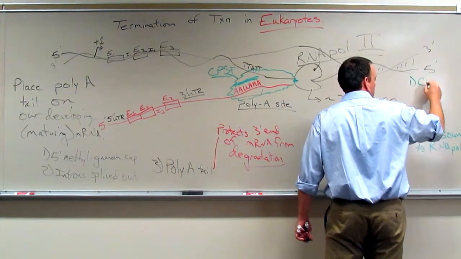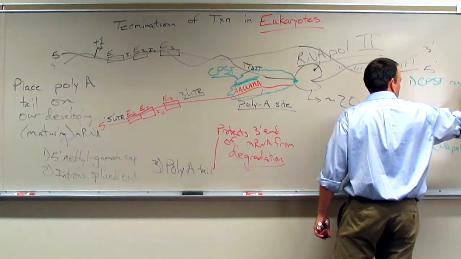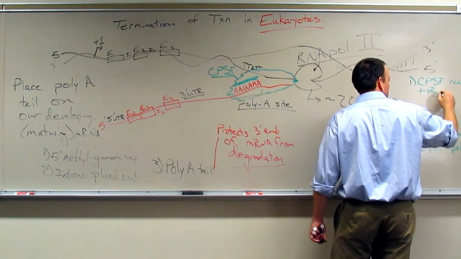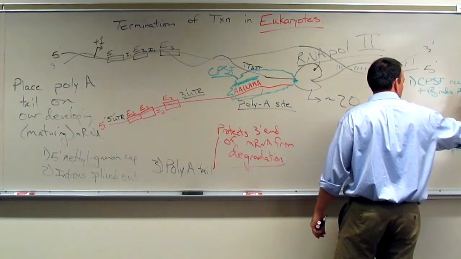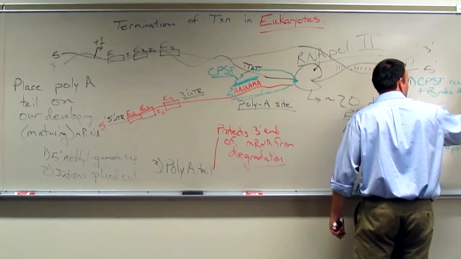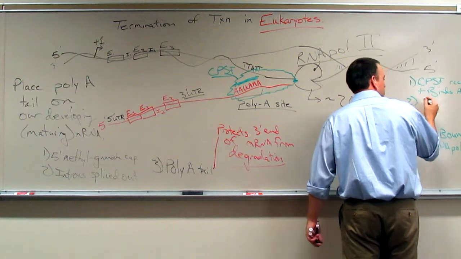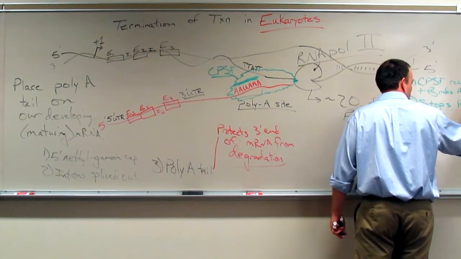One, CPSF recognizes and binds the poly-A site. And in humans, that's AAUAAA. Two, that binding stops RNA pol.